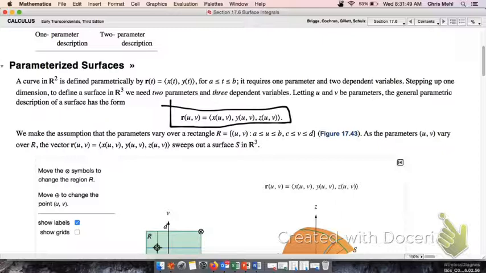Now, we can make an assumption that the parameters vary over a rectangle. Okay, so a rectangle R, which is going to be the set of all points u and v, where u ranges from a to b and v ranges from c to d. And as the parameters u and v vary over R, the vector r of u v is going to sweep out a surface.